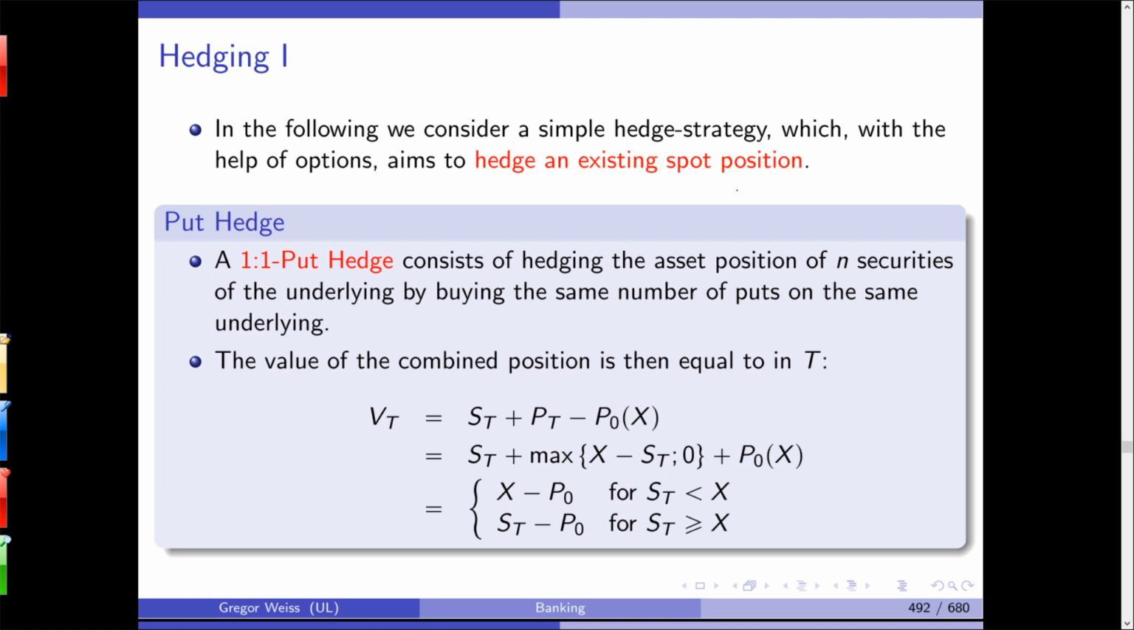A put option is the right, but not the obligation to sell a certain number of underlyings. So if it's a stock put, you have the right, you can choose to sell a certain number of underlyings at a certain price. This certain price is called the strike. And for example, it's an OTC contract. For example, we two could enter a put contract. I want to buy a put. You have to sell it to me, or you choose to sell the put option to me.